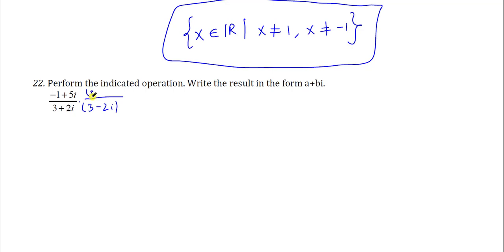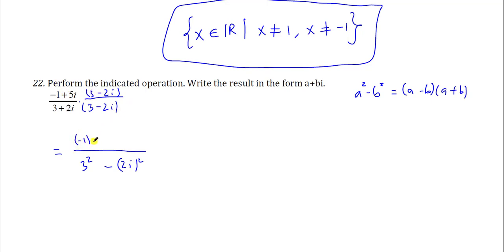Make sure that I multiply the same expression on the top. Now, this is the difference of squares: a minus b multiplied by a plus b equals a squared minus b squared. Therefore, a is 3, so 3 squared, minus b squared, and b is 2i. And then on the top, we can do the foiling. So let me revise one more step here to make it easier: minus 1 plus 5i multiplied by 3 minus 2i.